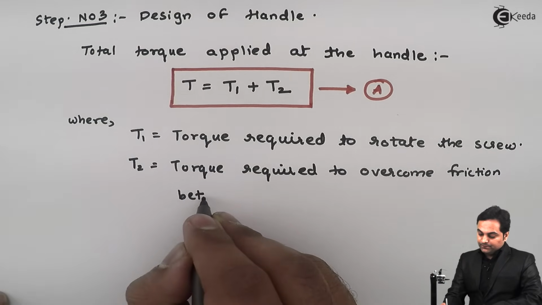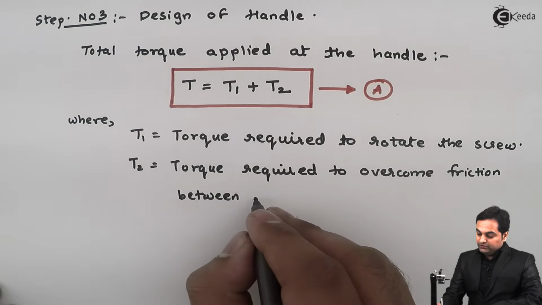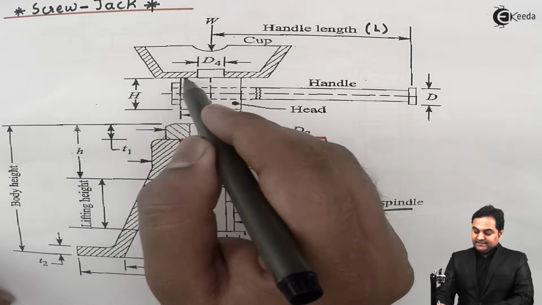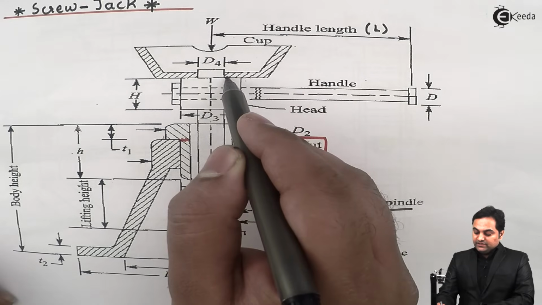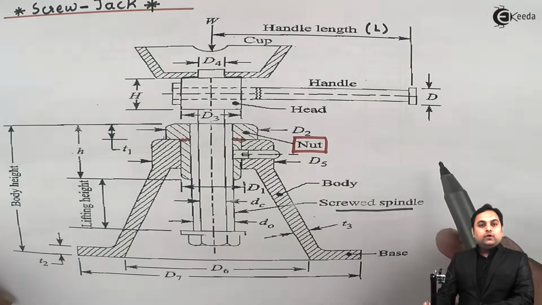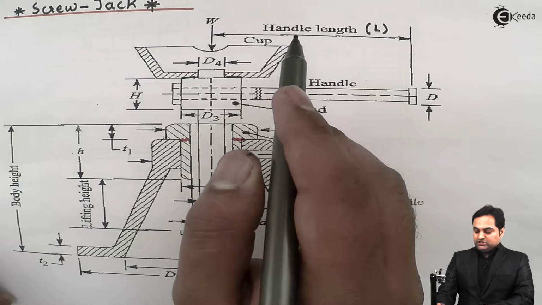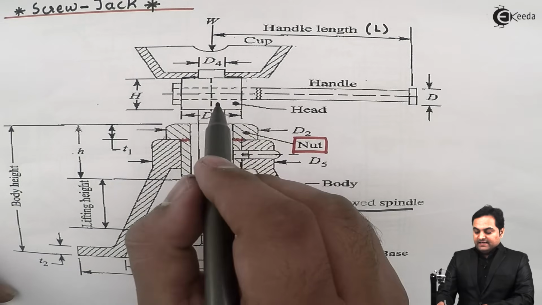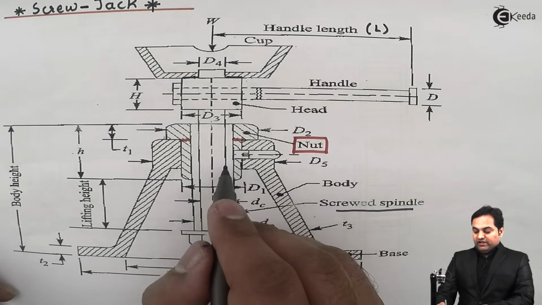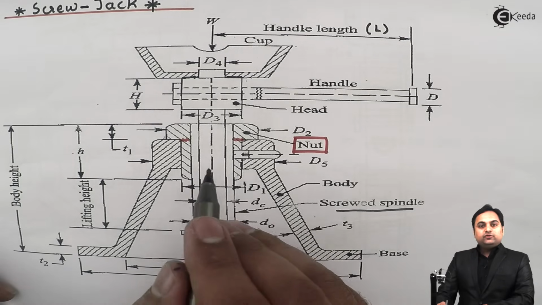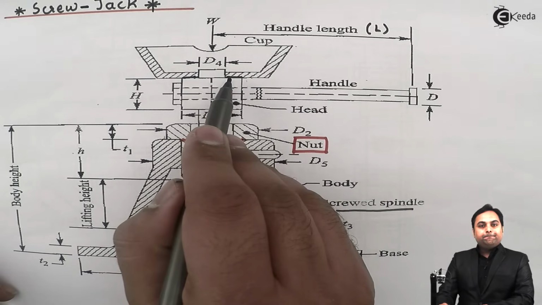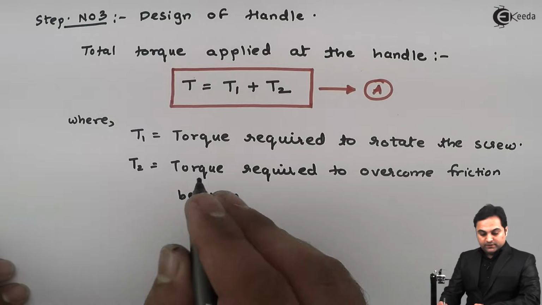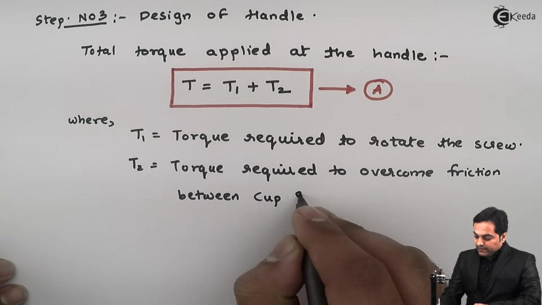between nut collar, or here I can say that we are overcoming the friction since we are placing this cup. Because of this cup, as we can see, there is some bearing area, so we need to overcome the friction here, because the cup is placed on top of the head to prevent the rotation of the load. And when we are applying the torque here, some value goes into the rotation of the screw and some amount of torque is required to avoid the rotation of load here. So we are overcoming the torque here, which is T2. So it is to overcome friction between cup and head.